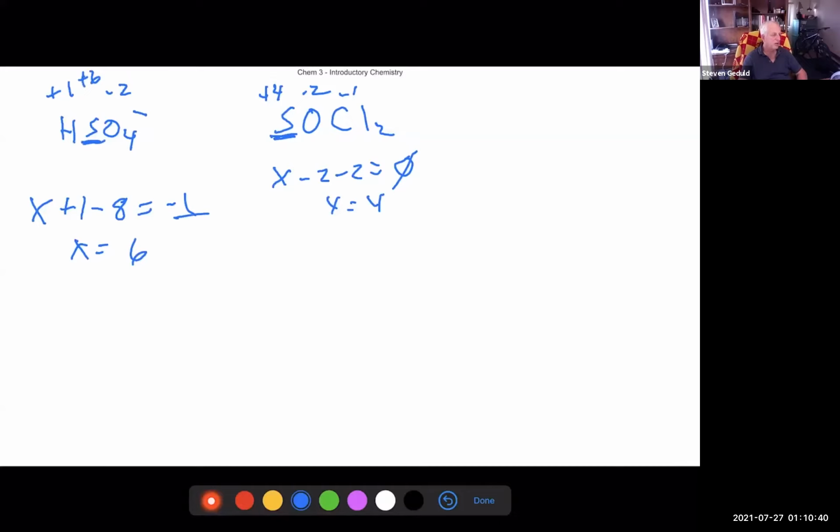Let's do a couple more just to make sure you've got it. So let's do SO3, the sulfite ion, SO3 2-. Okay. We know the charge on oxygen is -2. Sulfur will be our X, so I have to solve for it. So X, and there are 3 oxygens, so -6, equals -2, which is the charge on the compound. So X equals 4. So sulfur is +4 in that one. Okay. So now we can assign oxidation numbers to almost anything here.